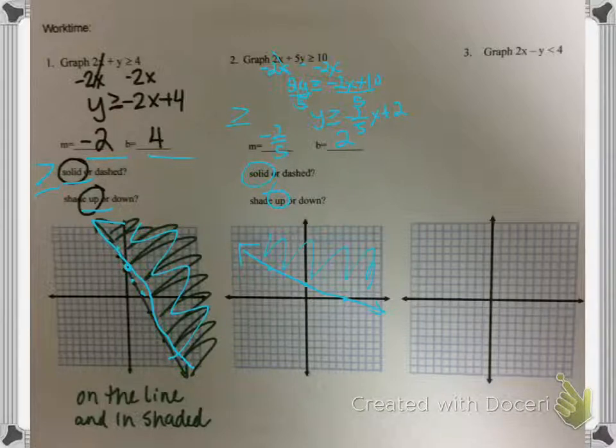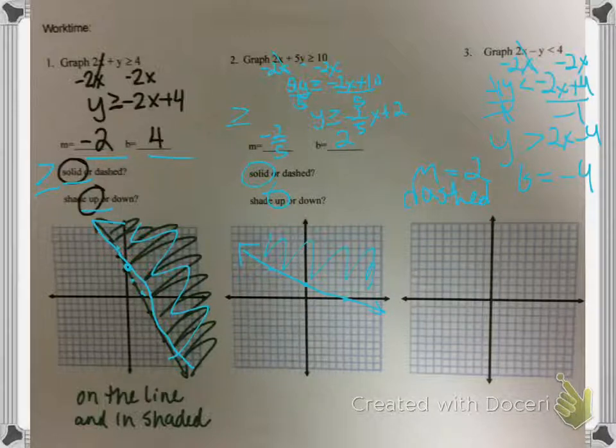Number 3. I'm going to subtract 2x from both sides. I get negative y is less than negative 2x plus 4, divided by negative 1. It's going to cause my inequality sign to flip over. It gives me 2x minus 4. Change my signs. So right here I know that m is equal to 2 and b is negative 4. And I know it's going to be dashed.